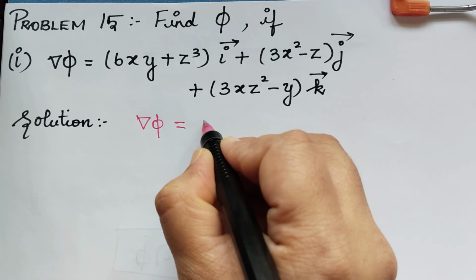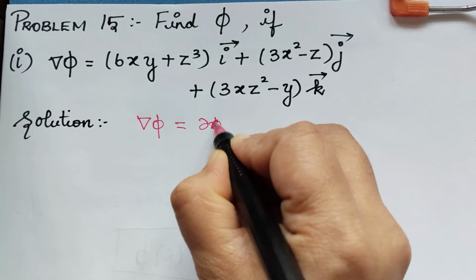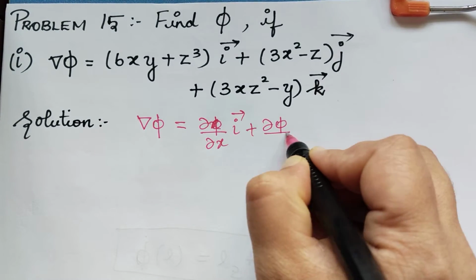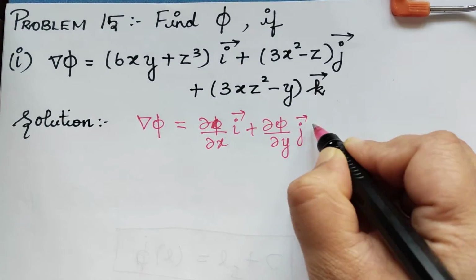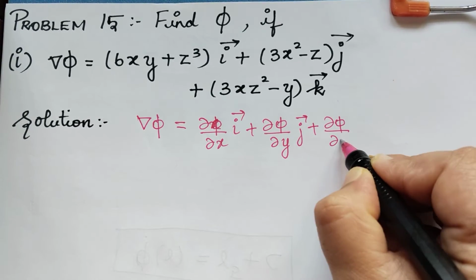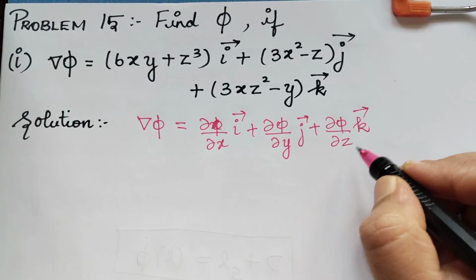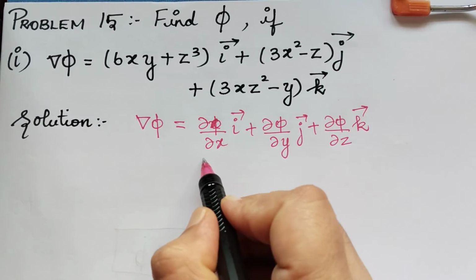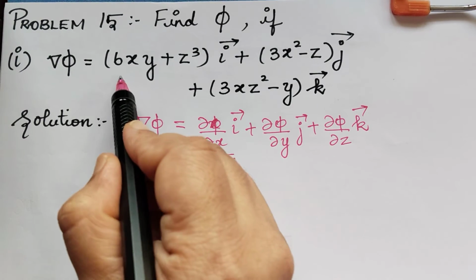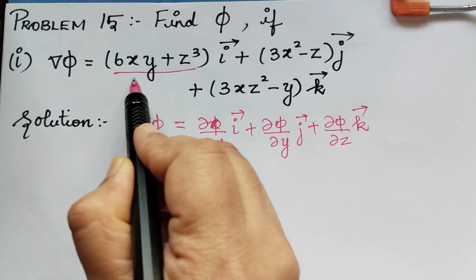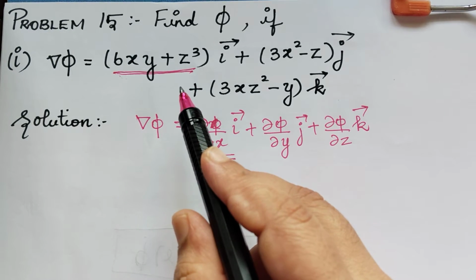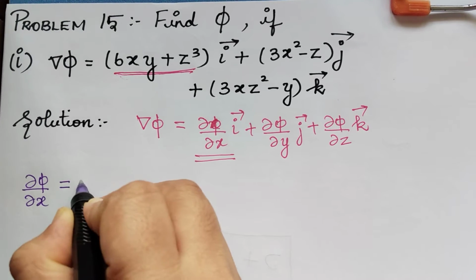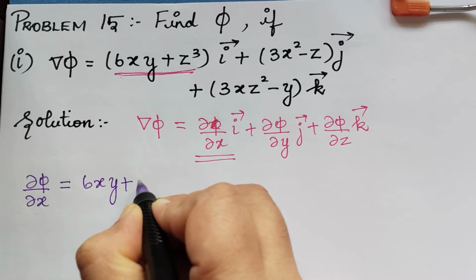We know that it is equal to ∂φ/∂x i vector plus ∂φ/∂y j vector plus ∂φ/∂z k vector. So we all know this. Now comparing these two, each of the components will be equal. So we see that ∂φ/∂x will be equal to 6xy plus z cube. So first let us write that. So ∂φ/∂x is equal to 6xy plus z cube.